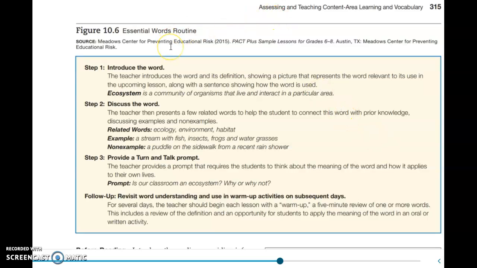There's also this essential words routine. So you could introduce the word, discuss the word, provide a turn and talk prompt, and follow up, revisit the word understanding and use in warm up activities on subsequent days.